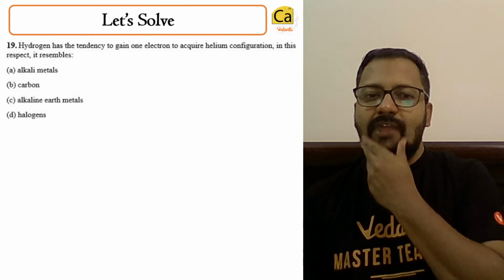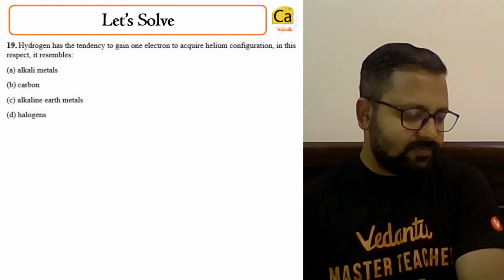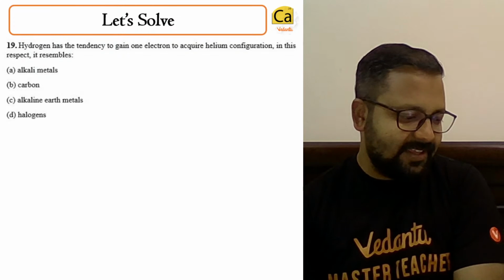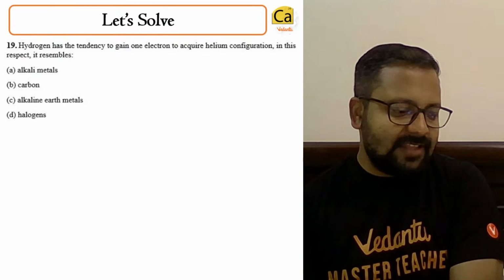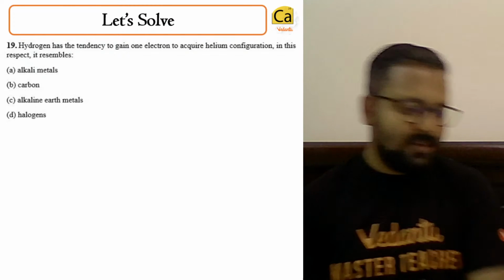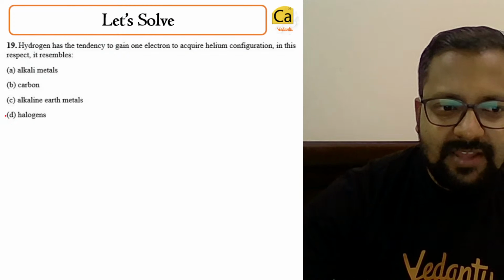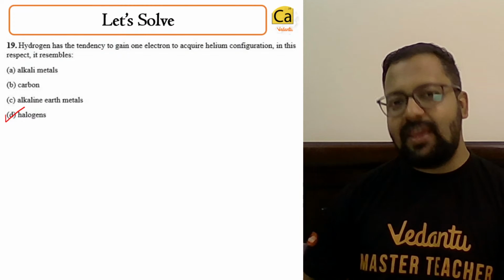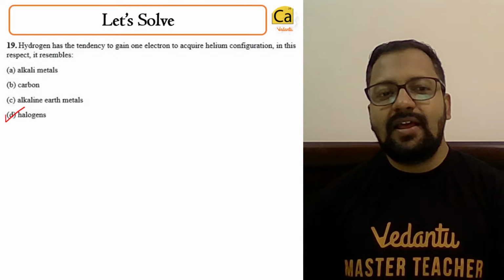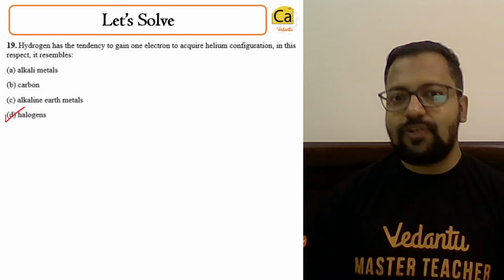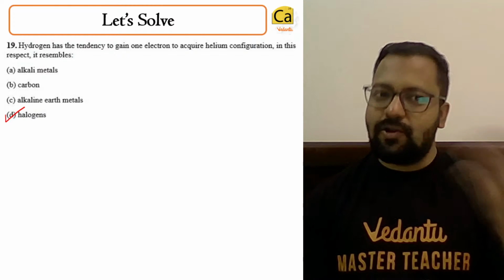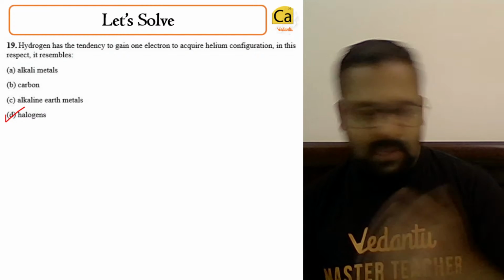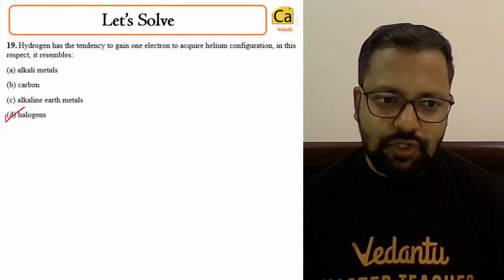The right answer has already been given by Shreya Sahu. The answer is halogens. Tendency to take one electron is a way hydrogen resembles halogens. Halogens also take one electron to acquire the noble gas configuration. Hydrogen takes one electron to turn into a hydride and to acquire a noble gas configuration. The right answer should be D, halogens.